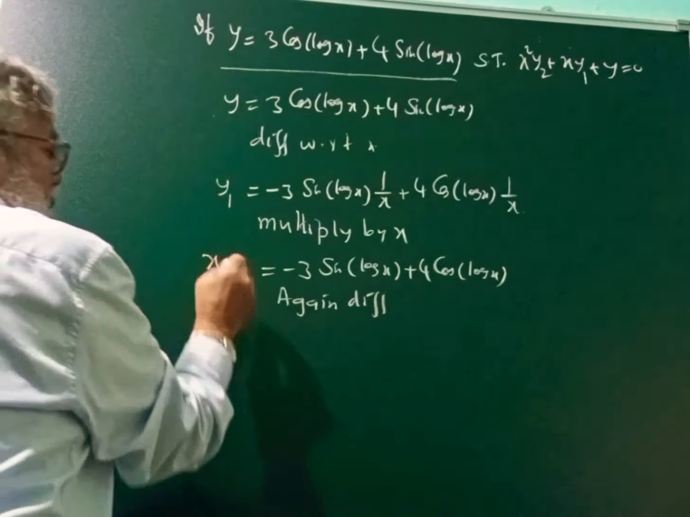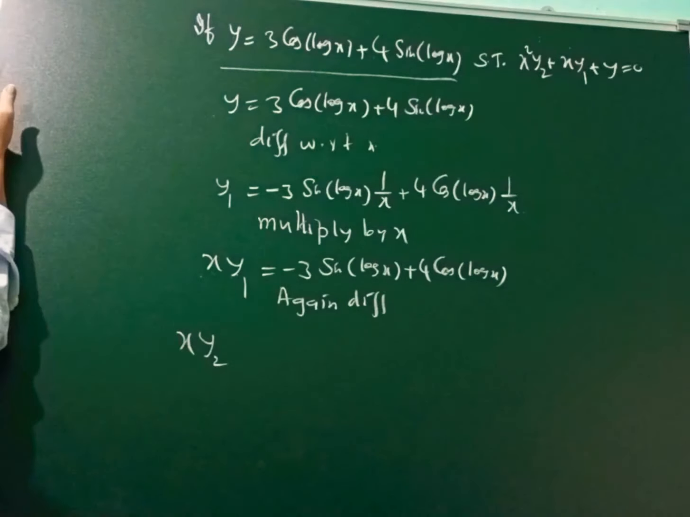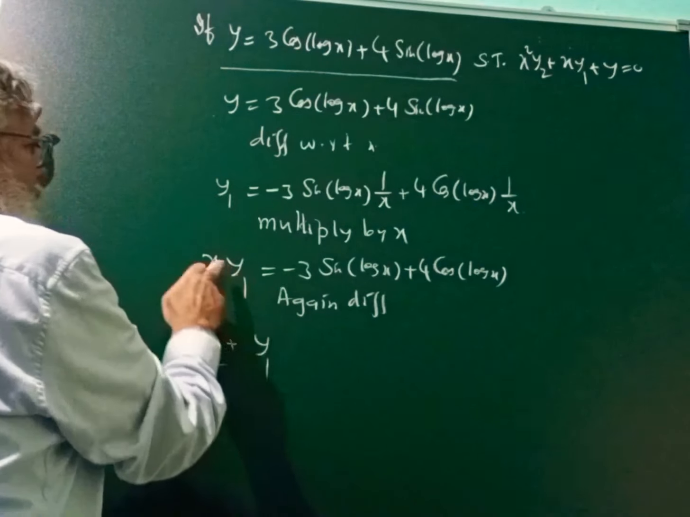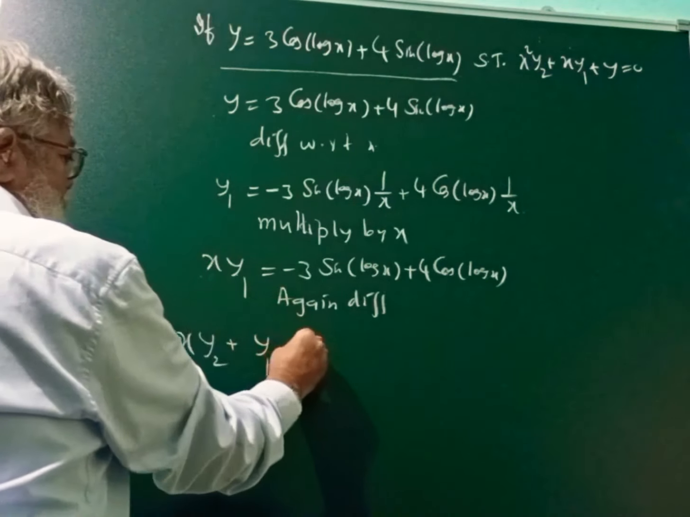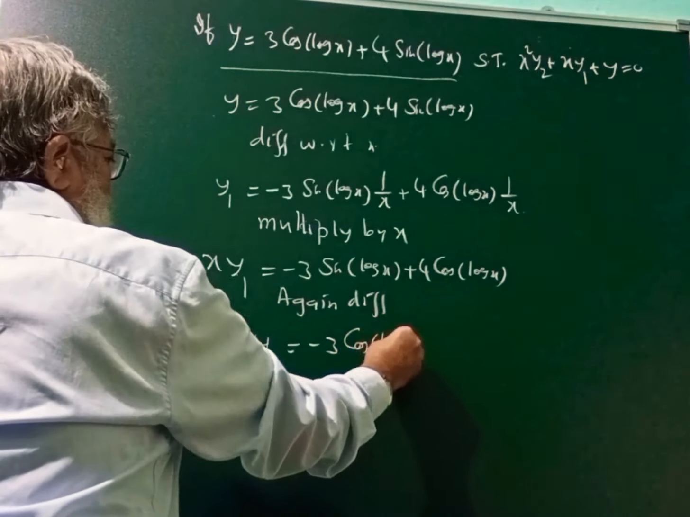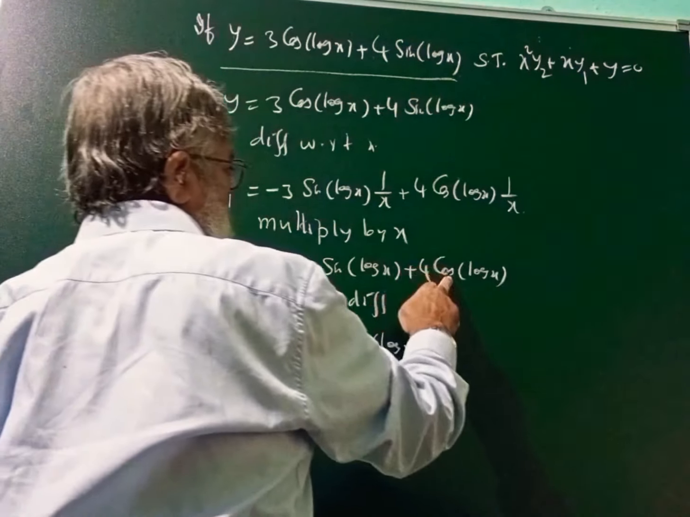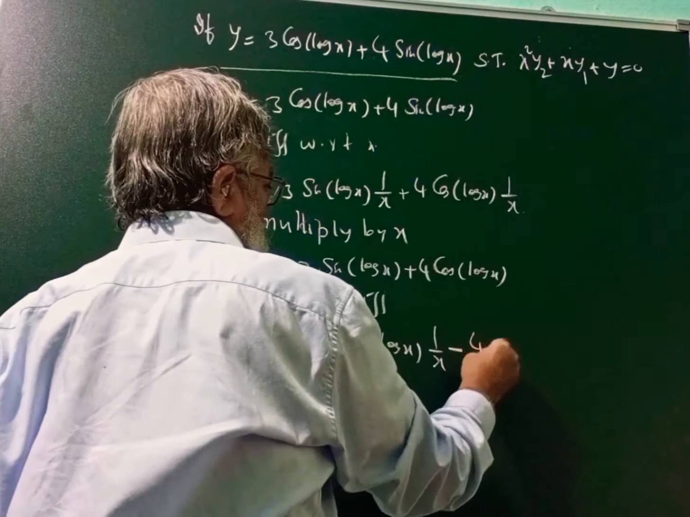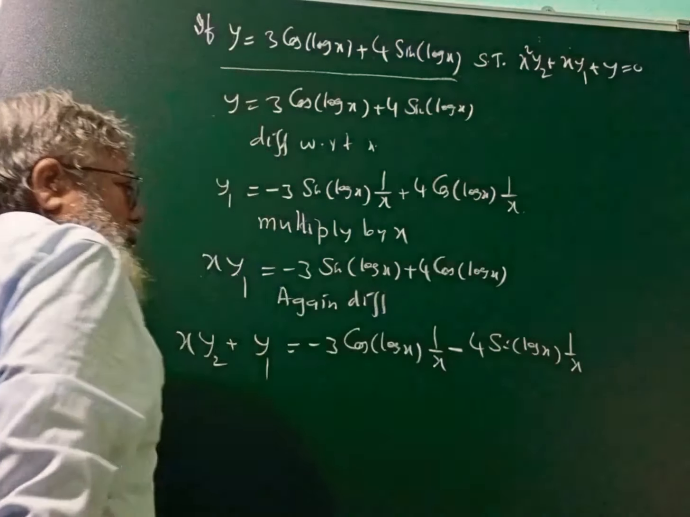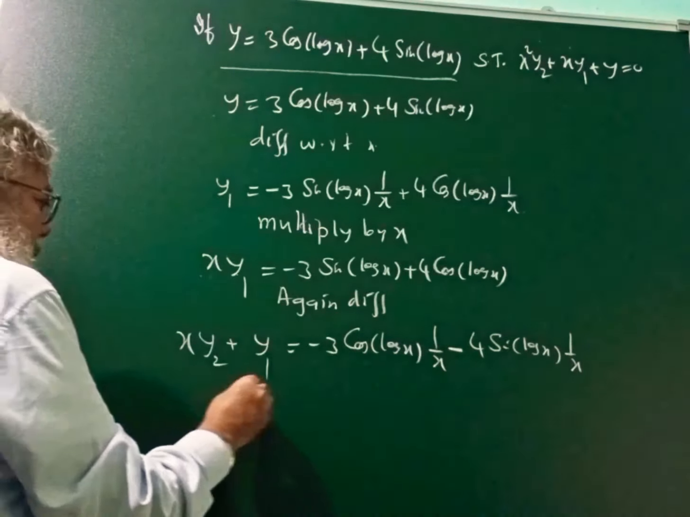Again differentiating. Now here we should apply the product rule. First function as it is, differentiation of y1 is y2, d2y by dx2, plus second function as it is, differentiation of x with respect to x is 1, is equal to minus 3. Differentiation of sin is cos of log x, differentiation of log x is 1 by x, and 4 times differentiation of cos, which is minus sin of log x, differentiation of log x again 1 by x. One more time we have to multiply by x to remove this x.